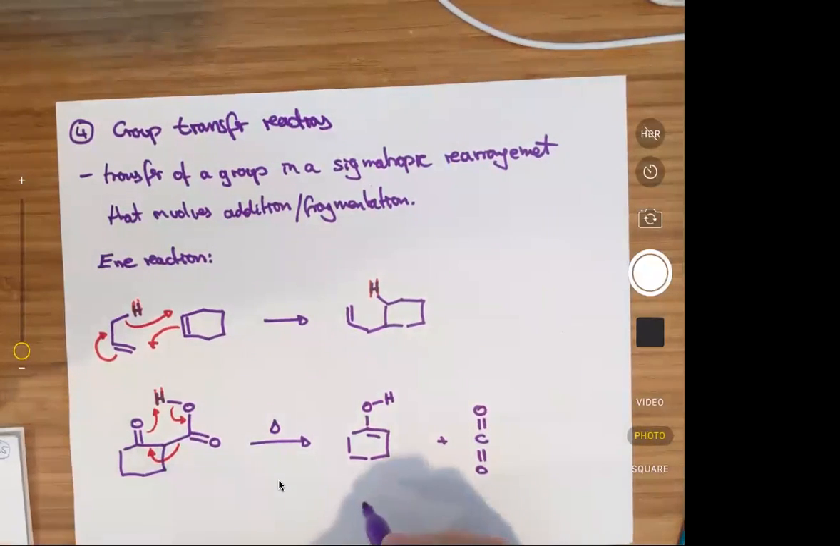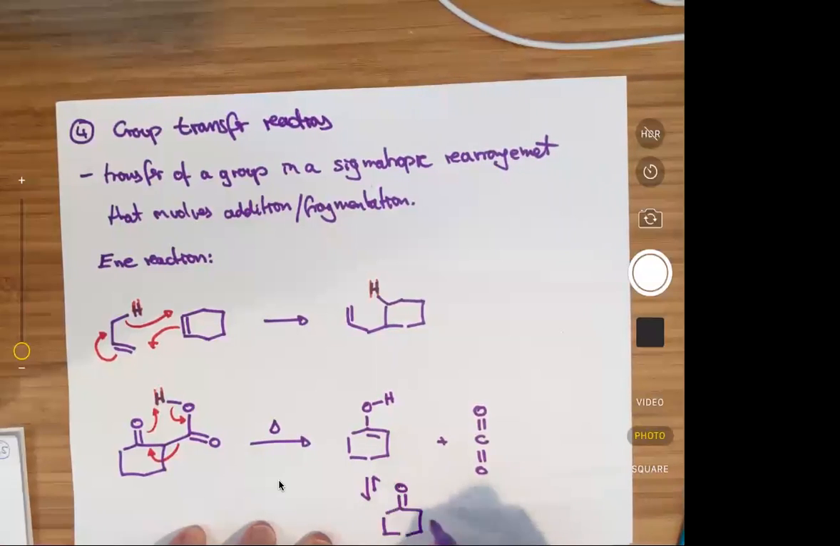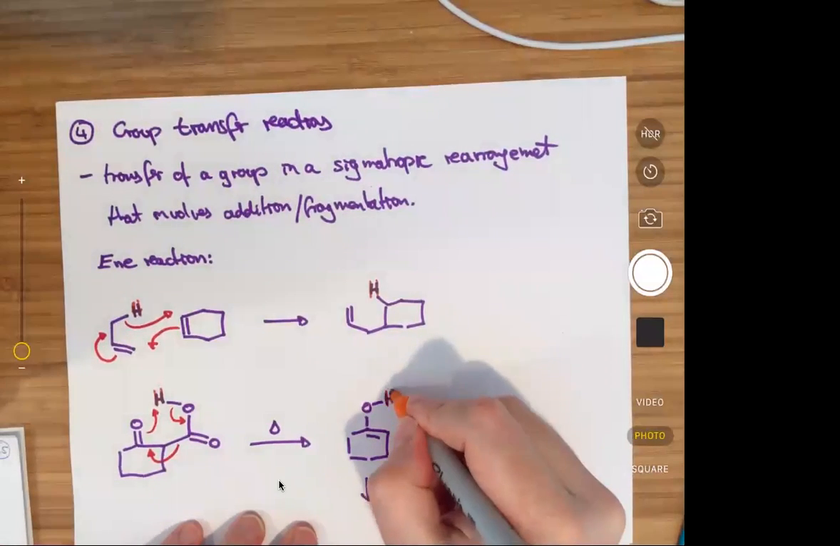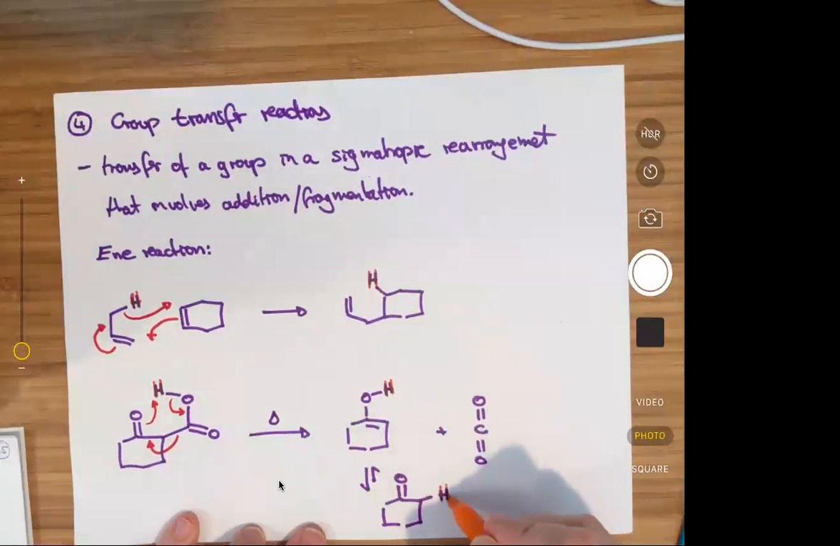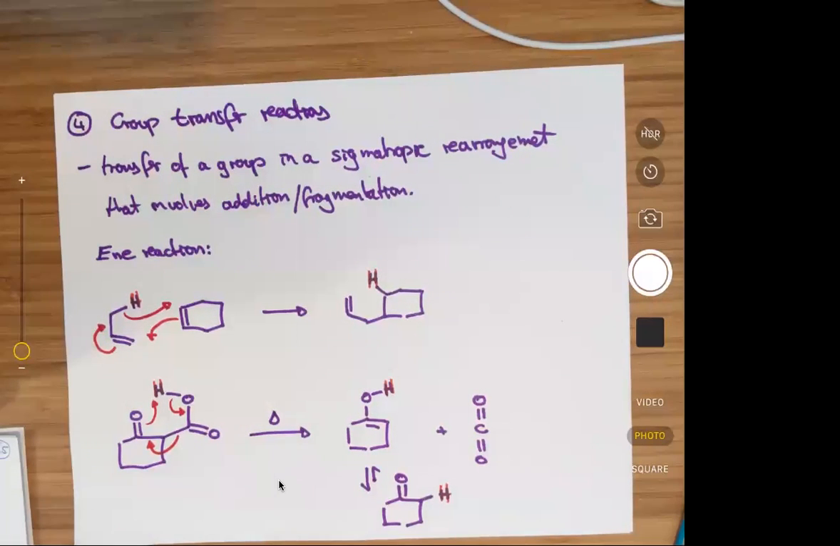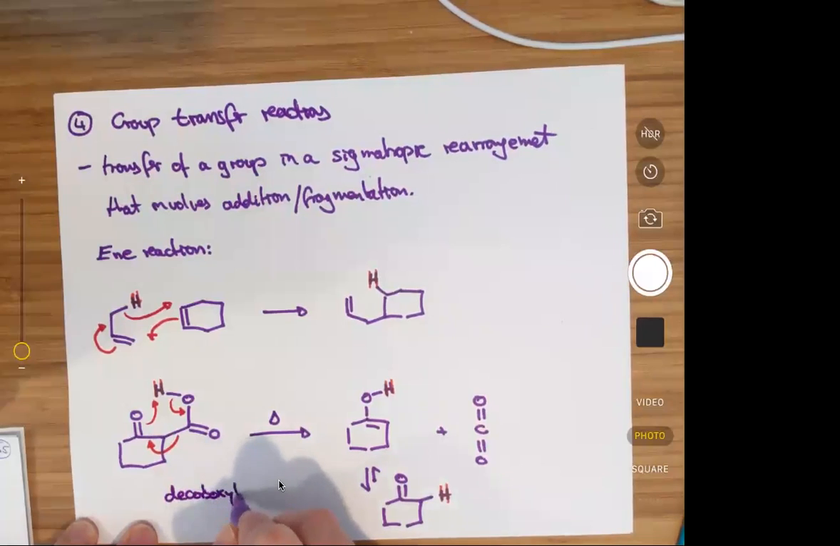And after that, obviously, this can tautomerize to then form the ketone, right? So if you don't remember that, that's something you might want to go back in your notes and look at again. So that's basically a decarboxylation. And it also falls under these group transfer reactions.